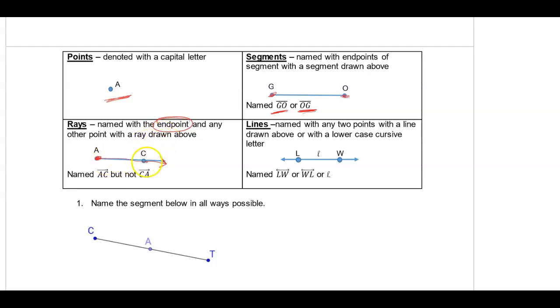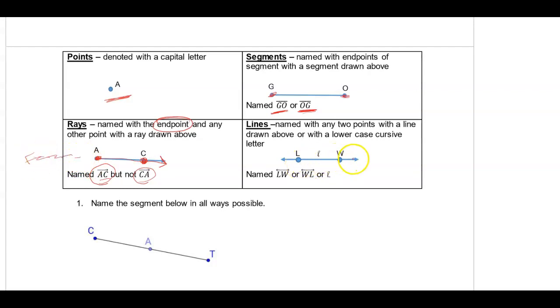And then it passes through some other point. So you have to write the name of a ray starting with its endpoint, like here, ray AC. You cannot write ray CA because that is a different ray. That would be a ray starting at C and going forever, like to the left. So that's not what we have here.